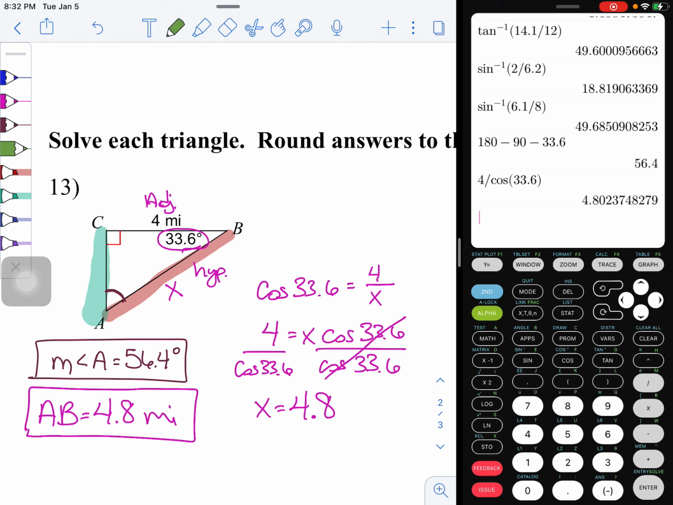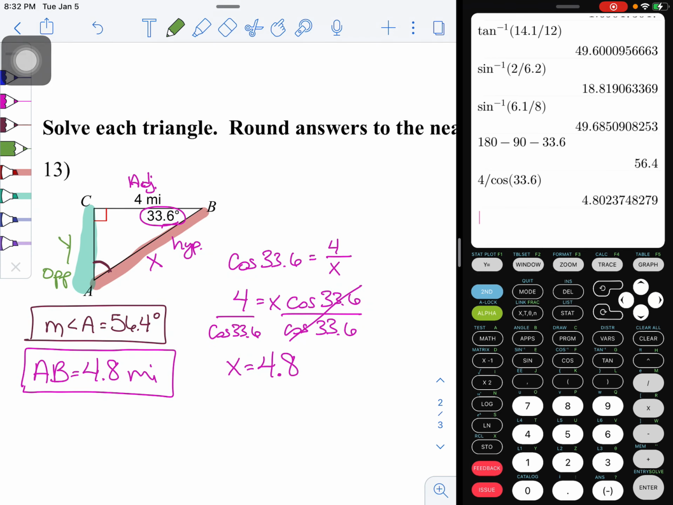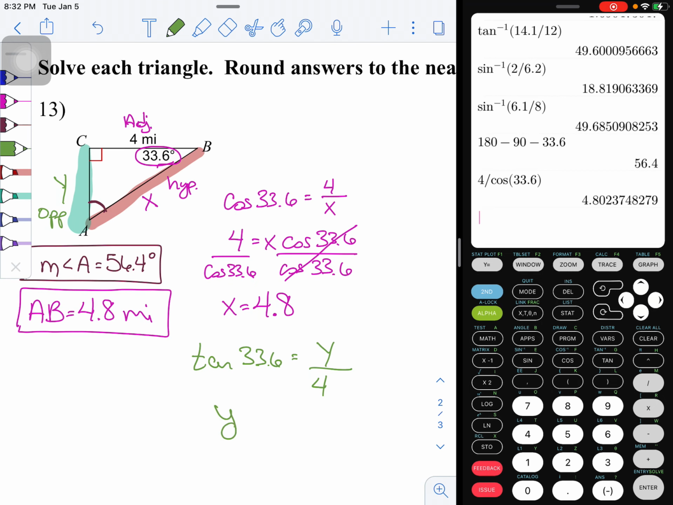The third piece of information, I will call this, that's going to get a little confusing, so I'll call this Y. You can call it whatever you want. You could call it smiley face, and you can solve for the smiley face, all right? Now, what I do know is this angle of 33.6 hasn't changed. This is still my adjacent side, and this is now my opposite side. So if I use adjacent and opposite, I would have the tangent of 33.6 is equal to opposite over adjacent.